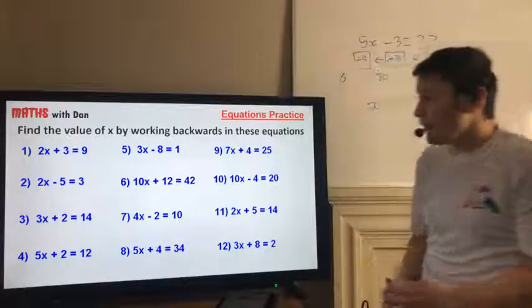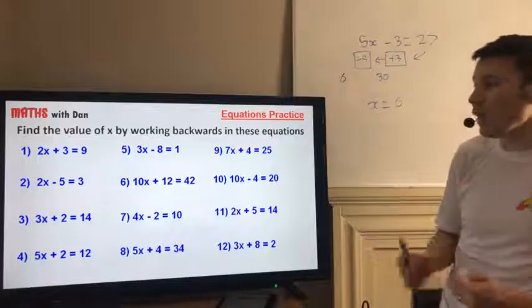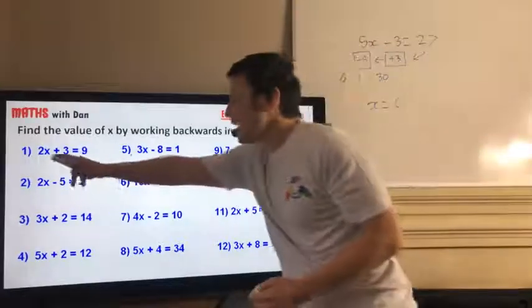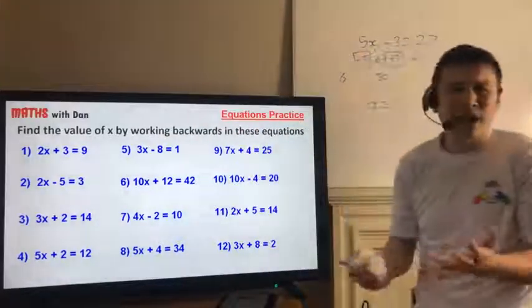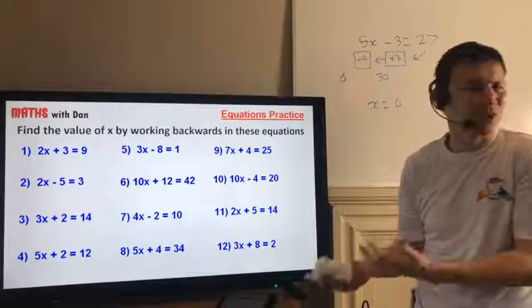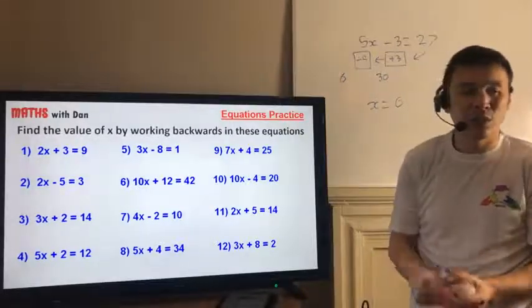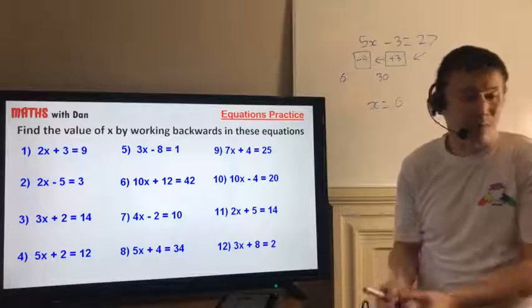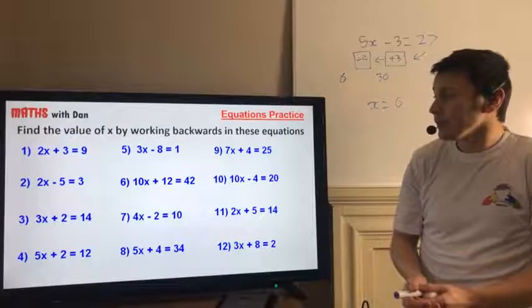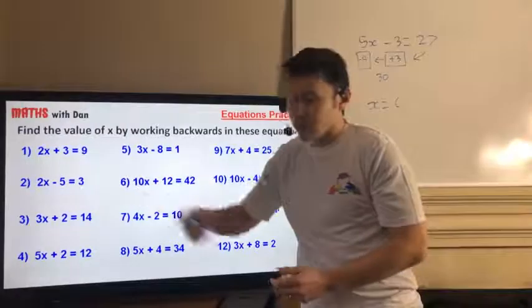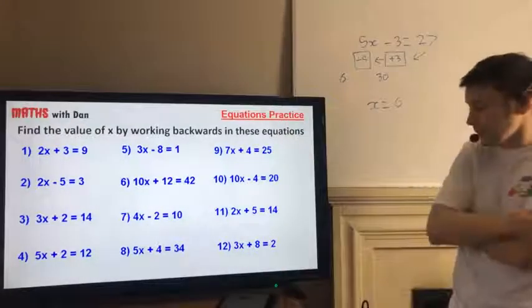So if you did it a different way, absolutely fine, as long as you're not guessing. What I don't want you to do is say, I'm going to guess that x is 5 and see if it works. Okay, that's not a good way to do it. Guessing is not a good way to answer maths problems. Working backwards is a really good way to answer them. So, 9 equals 6. Good for you, well done.